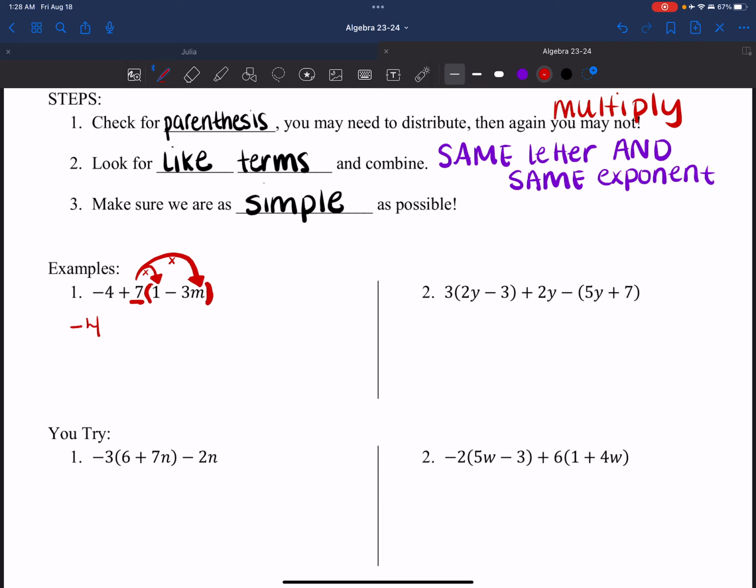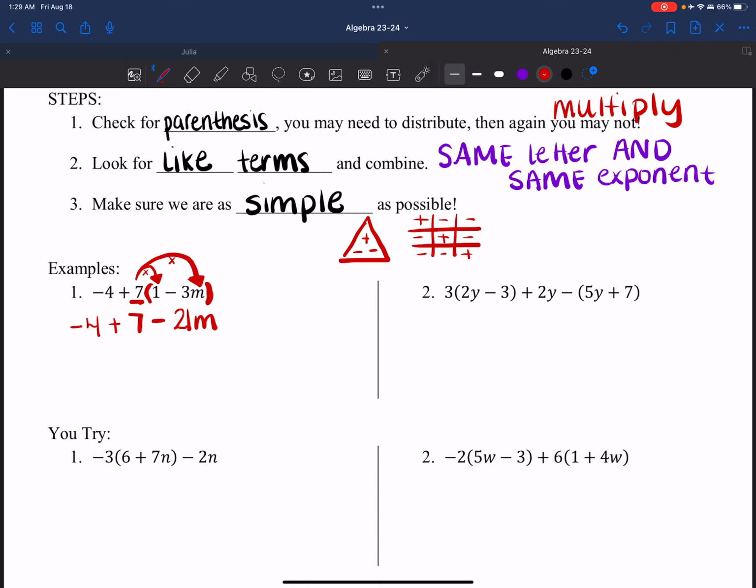a 7 times 1, all right, positive times a positive. That's going to be a plus 7, because remember I'm multiplying. Okay, and then I have a 7 times a negative 3m. Well, first, it's 21m. Okay, 7 times 3 is 21. But I've got a positive times a negative, which gives me a negative. All right, so remember your triangle. Write it down if you need to. Or if you learned the tic-tac-toe board, remember your tic-tac-toe board. Either one will work, okay? When you're multiplying or dividing positive and negative numbers, okay?